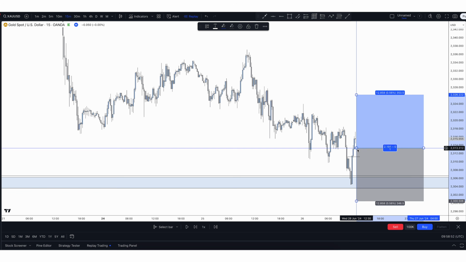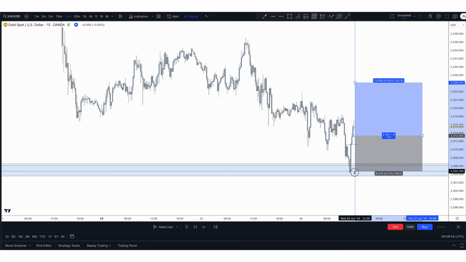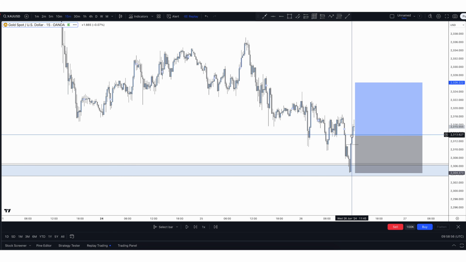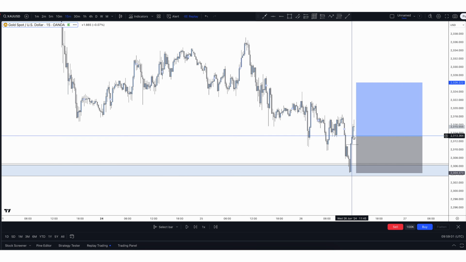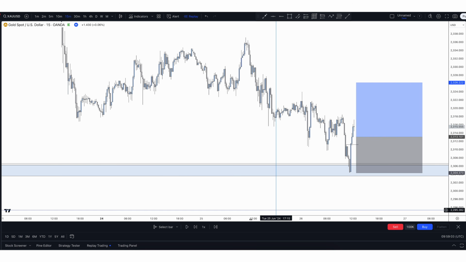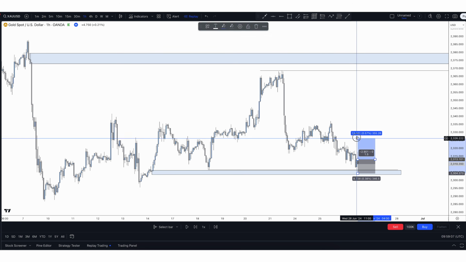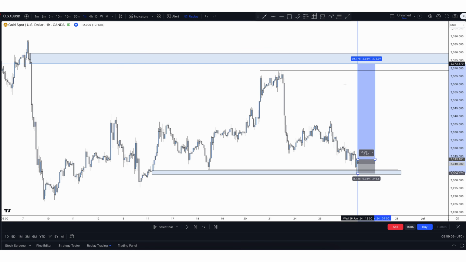So I can't remember exactly what my entry was. It's going to be somewhere in there. My stop was just under the low, so my entry is going to be somewhere within one of these candles. I believe it was directly on this one here. And then the target was up towards this high, right?